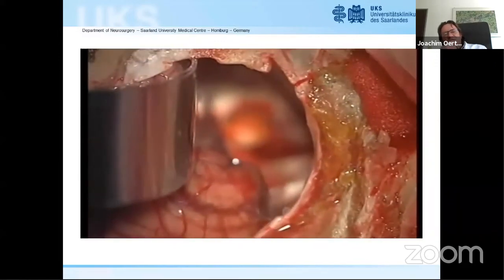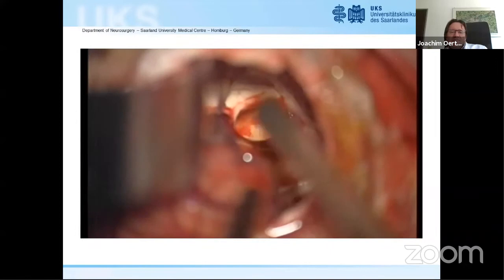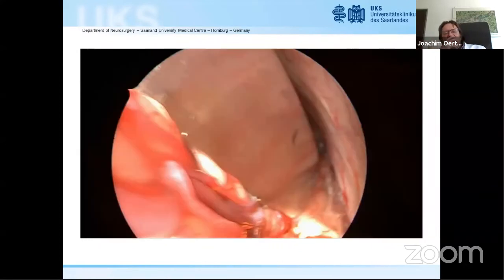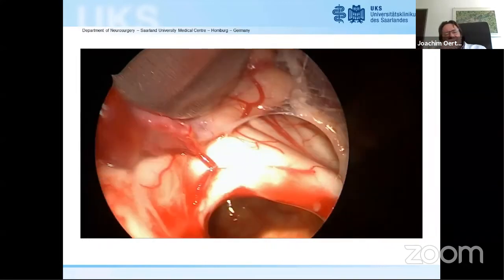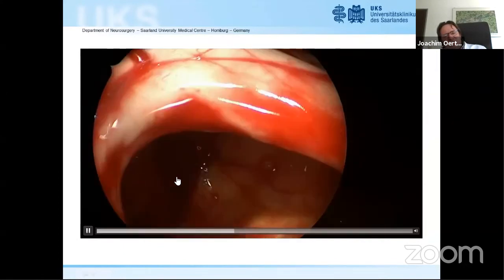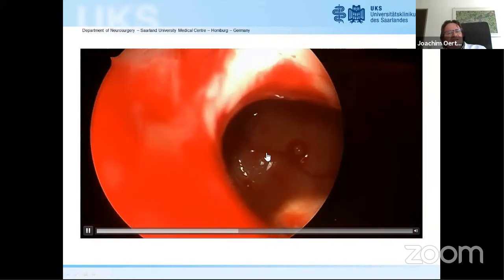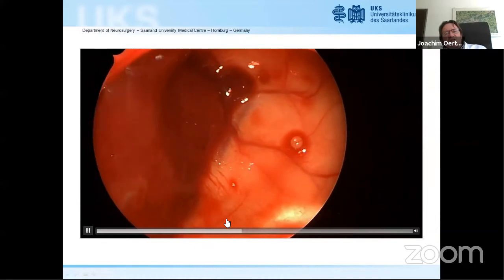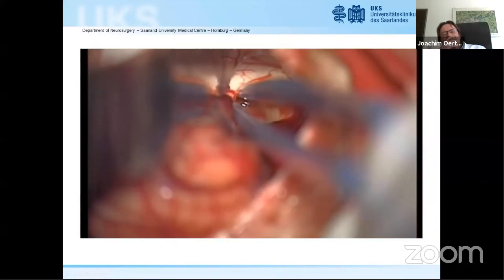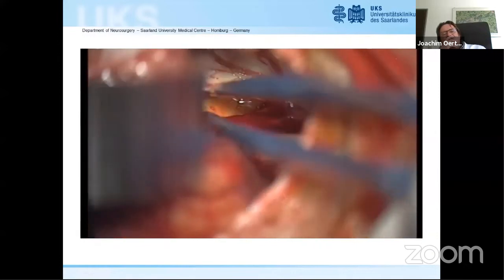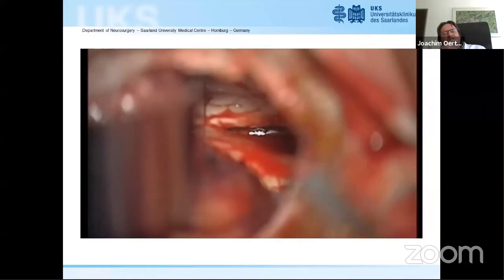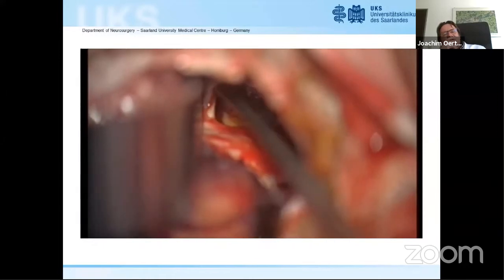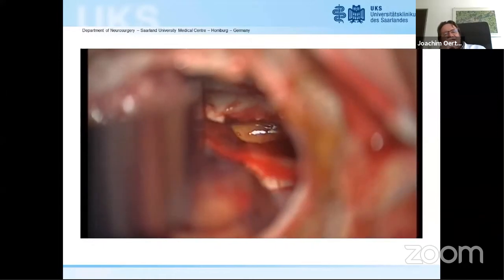And then we went in with the endoscope, 30 degrees endoscope. And here you see the lesion. Oh, this is the lesion. This is the solid part of the lesion. You see that the cyst itself looks quite calm. So not a really acute tumor with progressing, with the risk of progression. So we opened up a little bit more posterior to have a better access to this lesion.